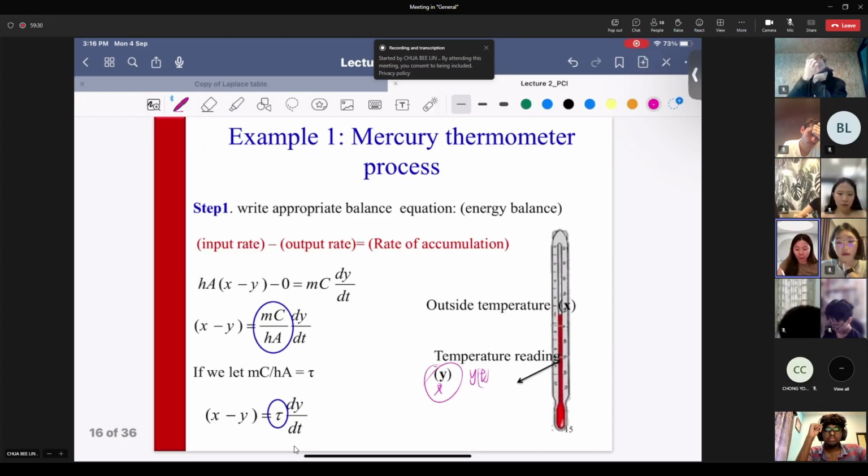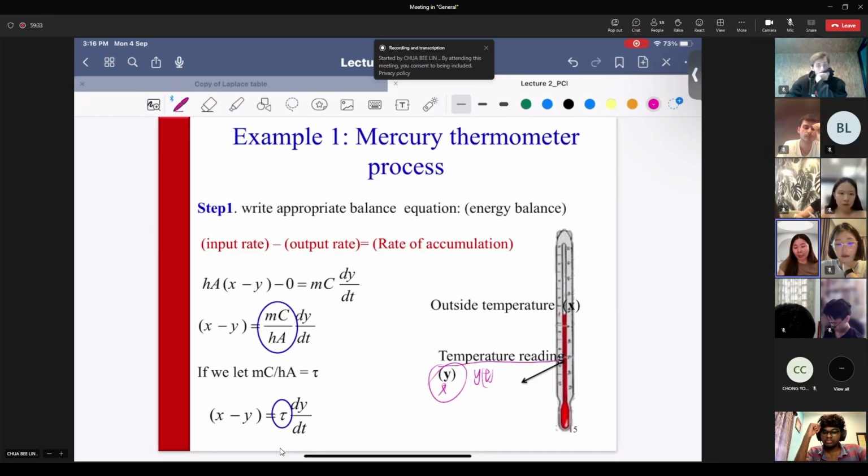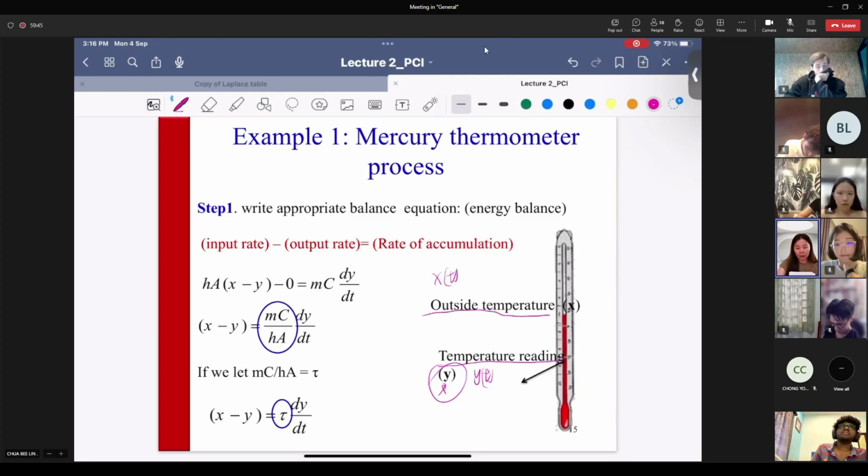So the temperature of the reading is y(t). It is in the time response. The temperature of the surrounding is x(t). So this is the outside temperature, or the surrounding temperature. Okay, so input minus the output equals the rate of accumulation. You have learned this. We have to use the energy balance: dE over dt equals the rate of energy going in minus the rate of energy going out.